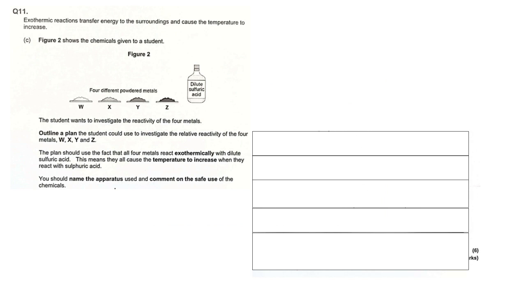Question 11. Exothermic reactions transfer energy to the surroundings and cause the temperature to increase. The students want to investigate the reactivity of the 4 metals. So remember, the more reactive the metal is, the hotter the temperature at the end of the reaction, the more exothermic the reaction is. So you have to mention all the names of the apparatus or the equipment used. Apparatus means equipment, and comment on the safe use of the chemicals.